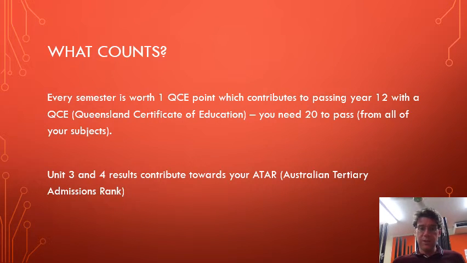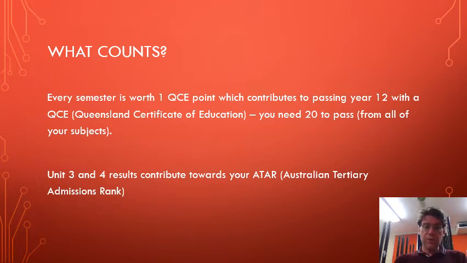Every semester in your biology course is worth 1 QCE point. So you can get 4 QCE points over the total of the 2 years. However, in grade 12, units 3 and 4 both contribute to the 2 points. You have to pass both of them to get your 2 points.